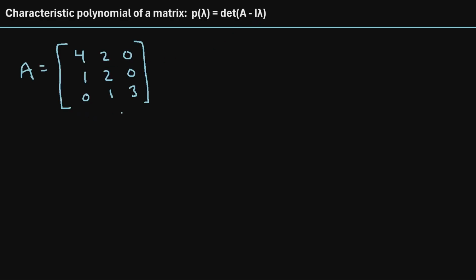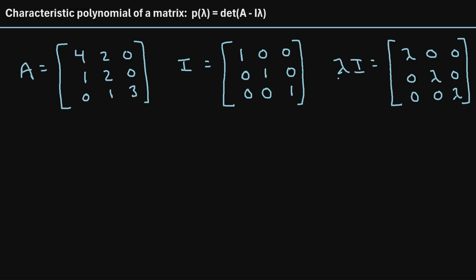Let's say we have matrix A here. This is a 3 by 3 matrix, and we want to find the characteristic polynomial of the matrix. So first we need to know what the identity matrix looks like for a 3 by 3 matrix. The identity matrix simply has ones along the diagonals and 0 everywhere else. So if we multiply lambda by the identity matrix, that just produces a matrix in which there are lambdas along the diagonals and zeros everywhere else.